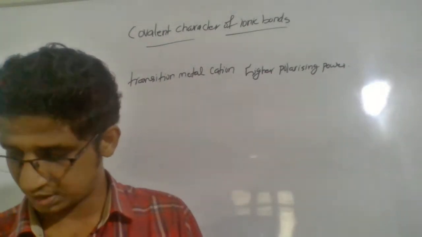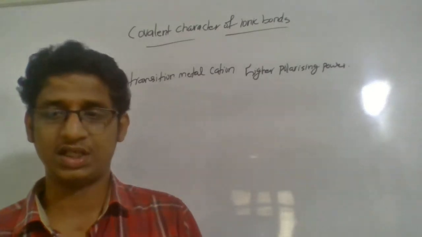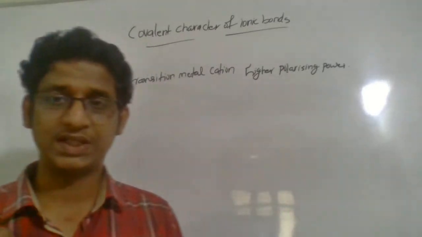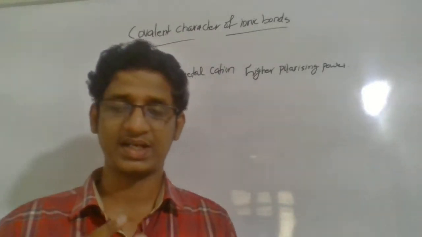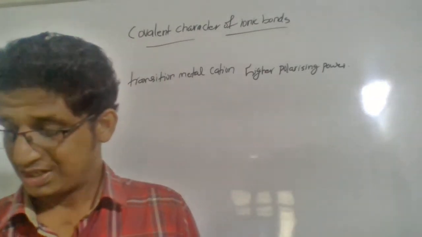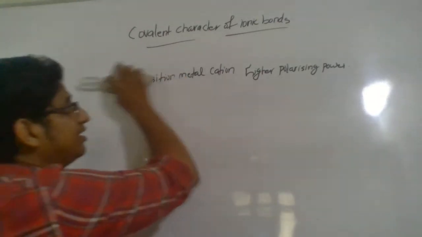So that's the way you can make comparisons related to Fajans rule. Fajans rule tells you that in an ionic bond there is a covalent character, and that covalent character is always related to these four factors. So that's all for the covalent character in an ionic bond.